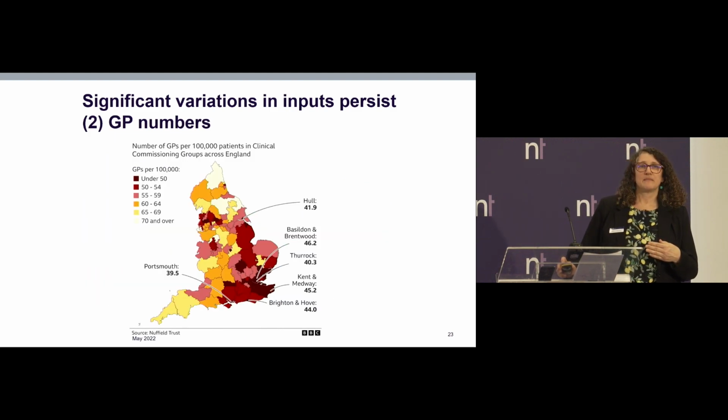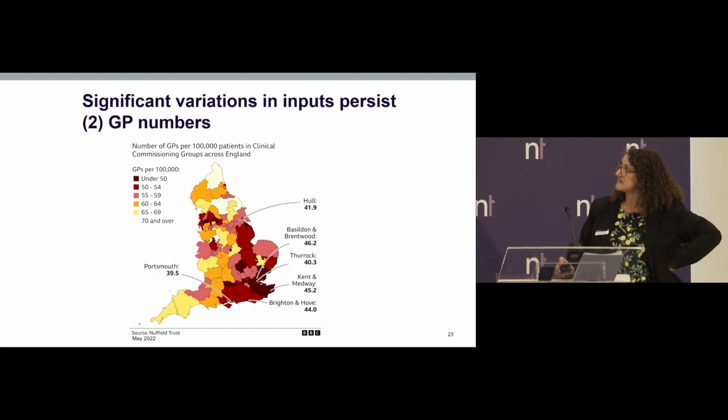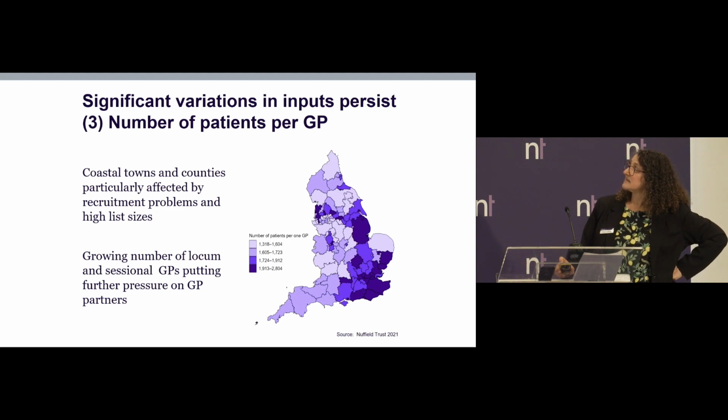This is a map done by my colleagues at the Nuffield Trust, and it shows the number of GPs per 100,000 patients, the darker colour being fewer GPs, the lighter colour being more. And you can see that there are particular problems in big urban areas and then in some of the big coastal areas. And Arif, who's here from Blackpool, is going to talk to us about some of their experiences. And the corollary of that is that there are significant differences in the number of patients on the list of each GP, mirroring the number of GPs there.